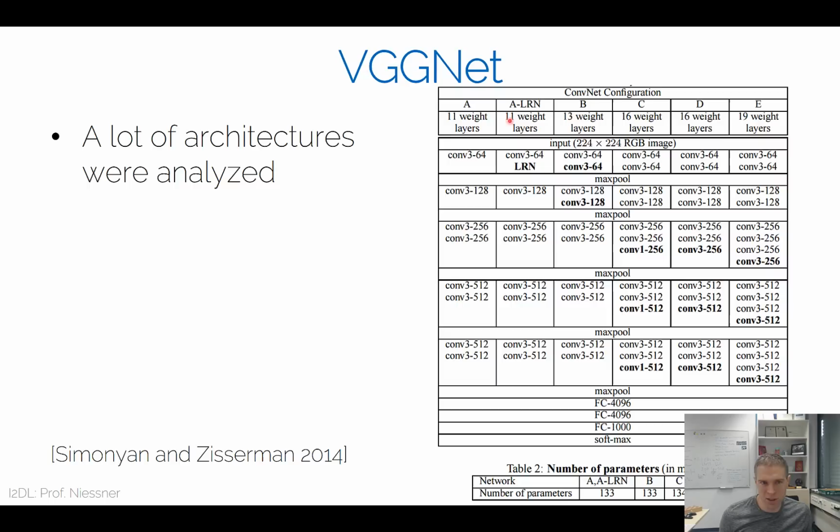The input image is always going to be the same. For all of these configurations, they all kept 224 squared RGB images, so 224 times 224 times 3. Now they tried a bunch of different types of convolutions out here, right? If you look here, they have three convolutions of 64. It's a standard thing. Then they're running a max pool here.